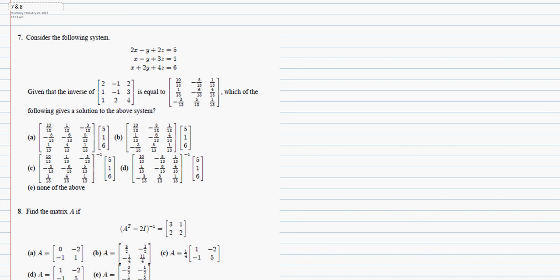Okay, so now we're on number 7 and number 8. Now this question is asking, they give you this linear system, and they also give you an inverse. So if I was to call this A, this would be the A, and this is A inverse, right? So they give you A inverse.